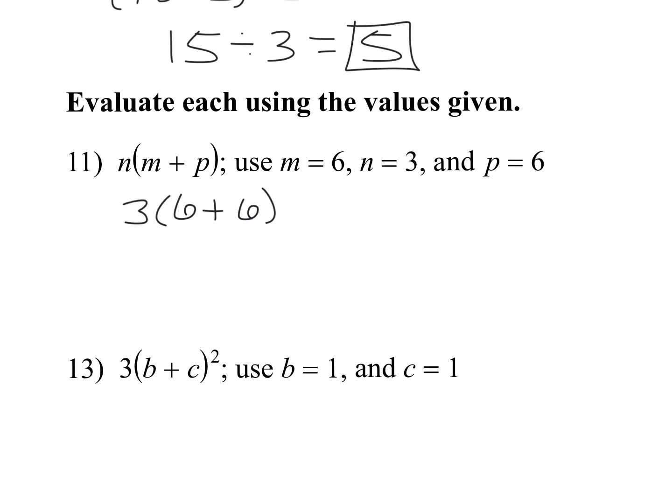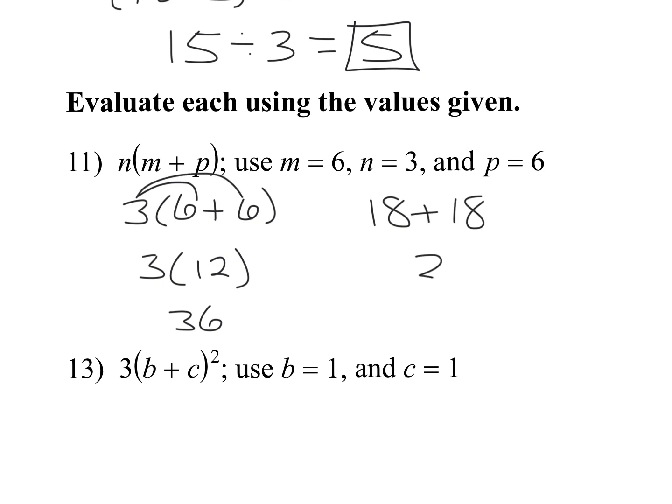What's in the parentheses? Yep, 3 times 12. What do you get? 36. Now, if you distributed, let's go through that step because you can distribute. 3 times 6 is 18, plus 3 times 6, 18. What's 18 plus 18? 36. So either way, you would have got there.